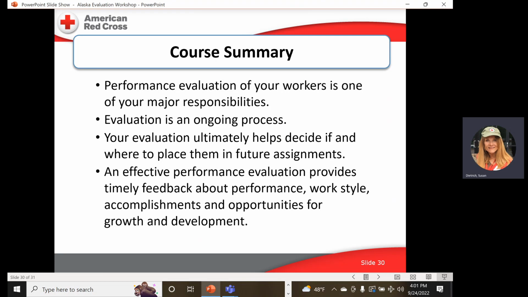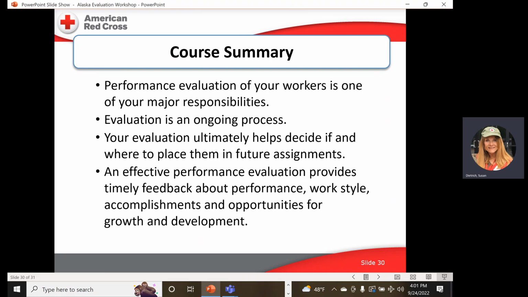So, in summary, a performance evaluation of your workers is one of your great responsibilities, and it's an ongoing process from induction to taking notes and monitoring their behaviors, noting when they go above and beyond and when they're doing a good job, meeting with them from time to time individually to discuss their goals and how they're meeting the things in their position. These evaluations are very important because it may affect where they go in other DROs.